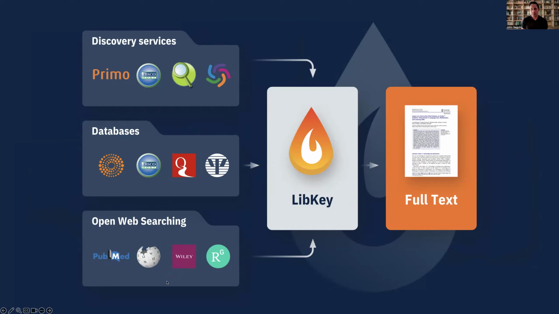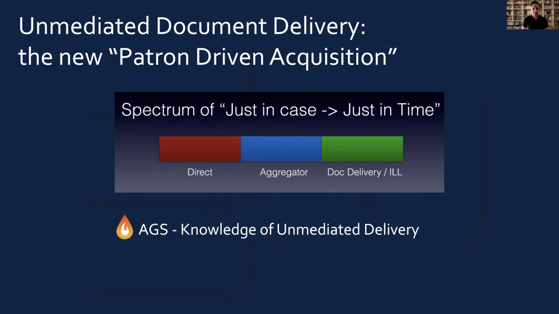We do this from all different points of discovery. So that could be Primo, EBSCO, Summon, OCLC, TDNet, all the different discovery services out there. Databases like Web of Science or EBSCOhost, open web searching. So using our LibKey Nomad browser extension within PubMed, Wikipedia, on ResearchGate, thousands of different publisher sites and so on to produce this very consistent way of linking from the point of discovery through to full text.